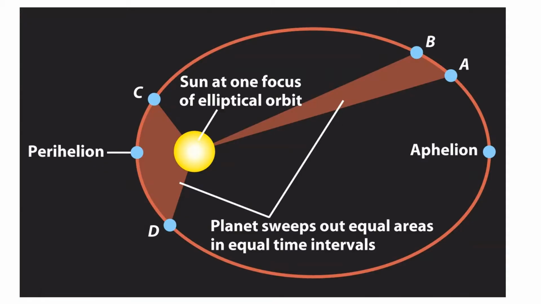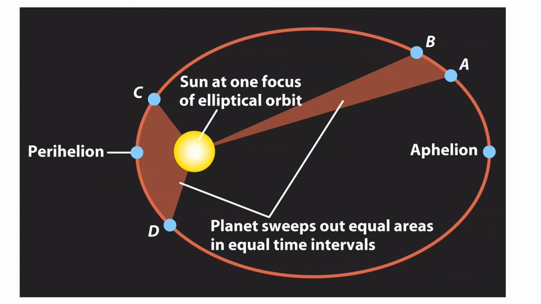So if you look at here, if you look at the sector, the center, one of the foci, C and D, the area of that sector is equal to the area of the sector A, B, and one of the foci. So the planet sweeps out equal areas in equal time intervals.